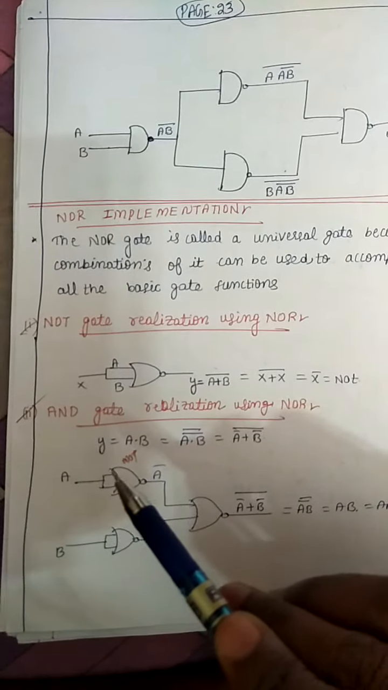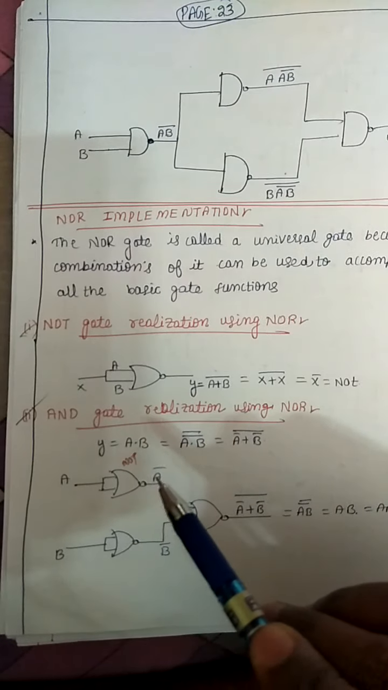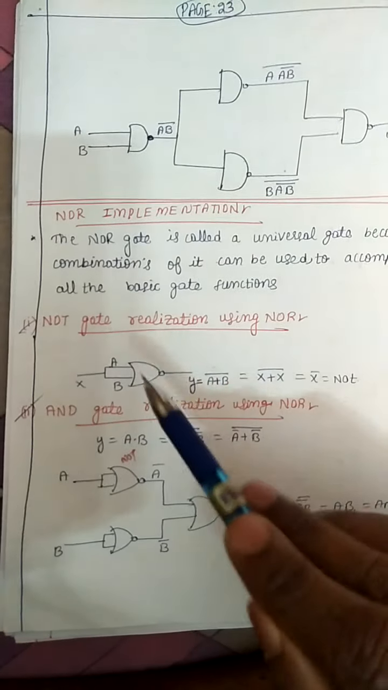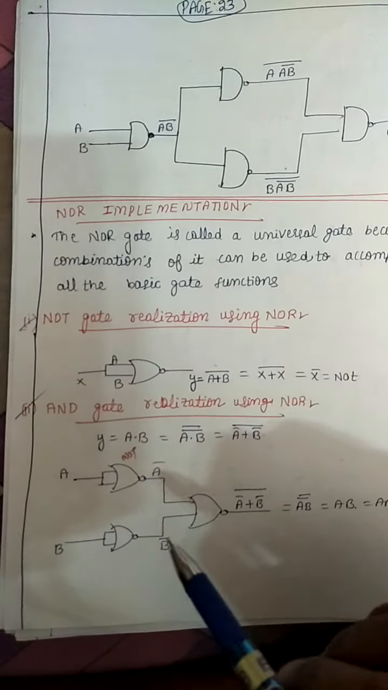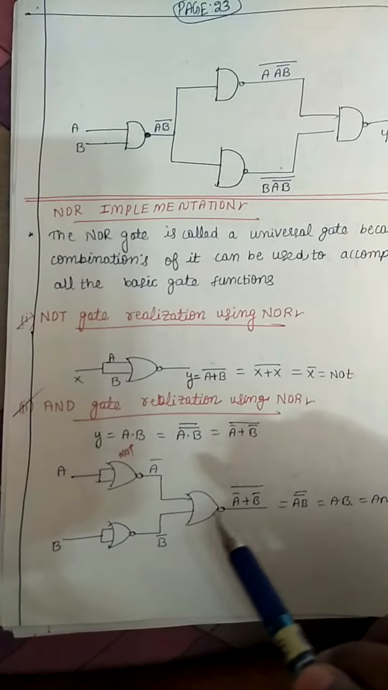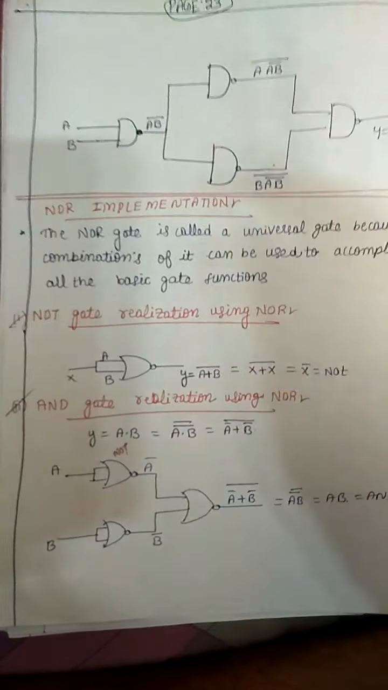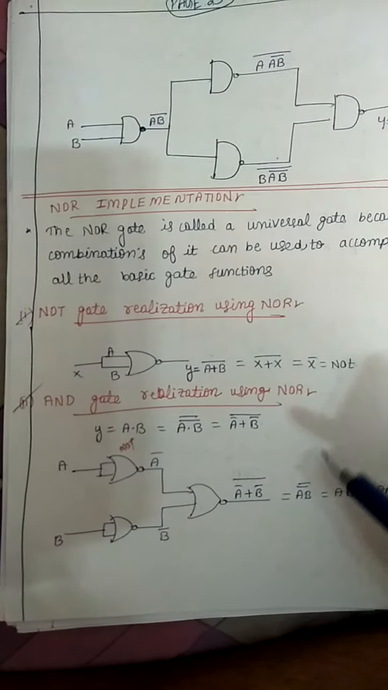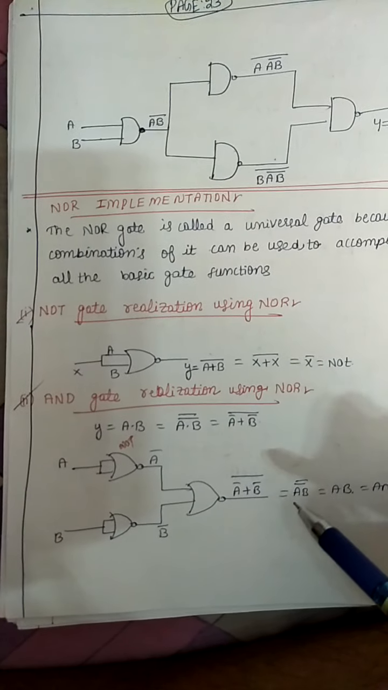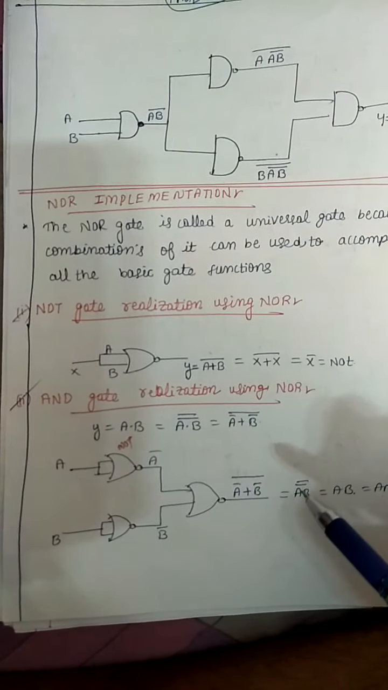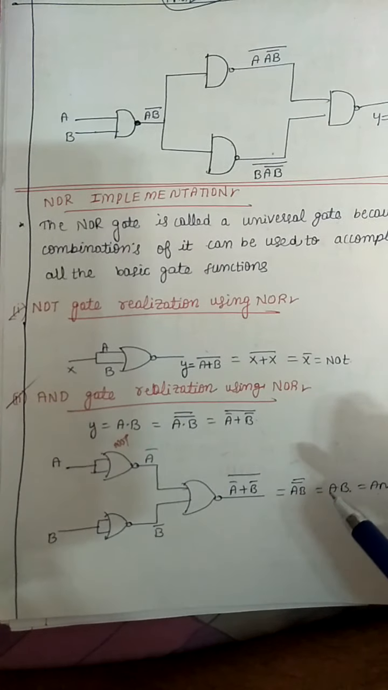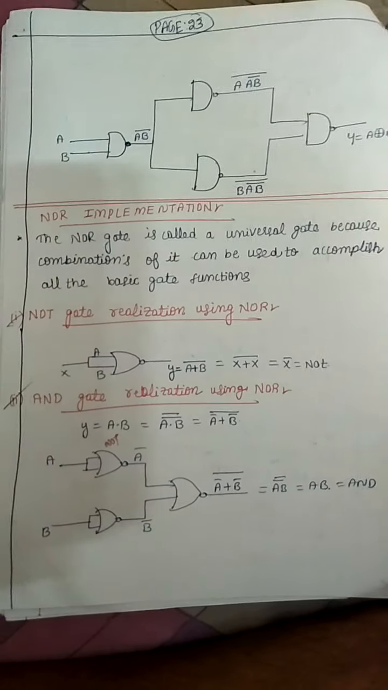AND gate means A bar, similar to NOT gate. This is B bar, A bar plus B bar, A bar plus B bar whole bar. So you will get A plus B whole bar is equal to AB double bar. Therefore AB, AND gate. Apply De Morgan's theorem.